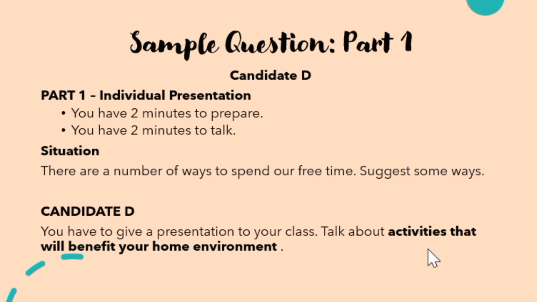So all these tasks given are for the same topic, which are the ways to spend your free time. And the task is for you to talk about activities that will benefit certain aspects of your lives. Like I said before, all 4 candidates will not have a clue of what the other candidates' questions are, but as you can see, all the tasks are related.